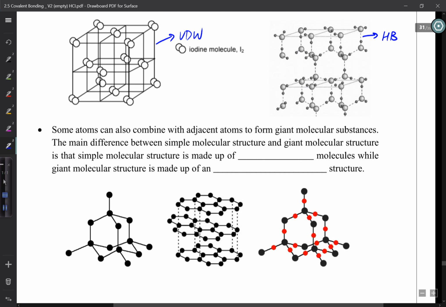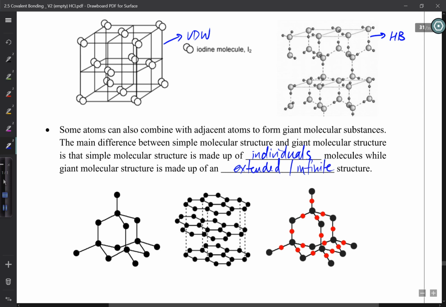So some atoms can also combine with adjacent atoms to form giant molecular structures. And the main difference between simple molecular structure and giant molecular structure is that simple molecular structure is made up of individual molecules, whereas giant molecular structure is made up of an extended, or you can say infinite structure.